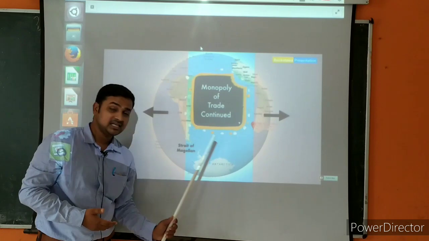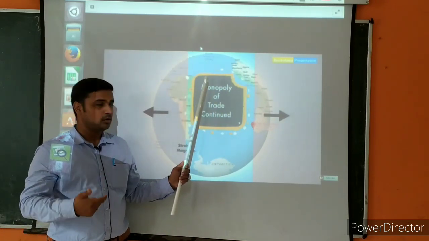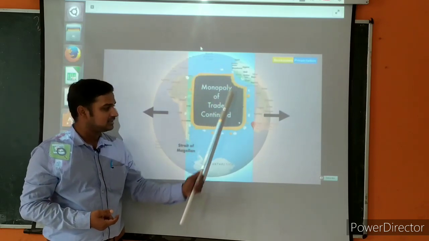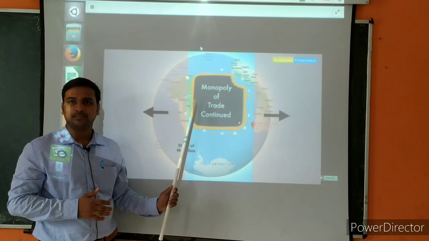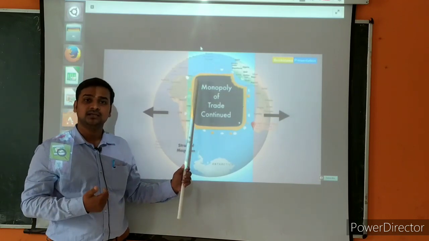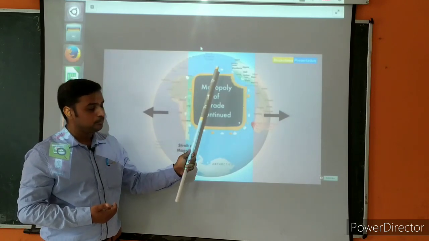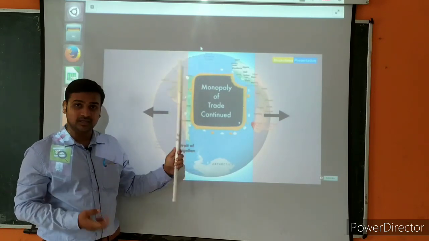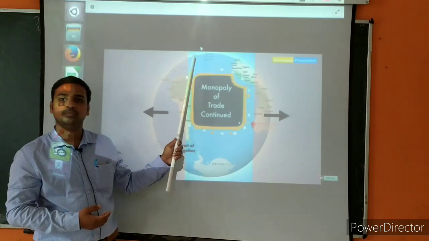So this area is very important. You can be given on your atlas, on your world map, to mark the area. So keep this in your mind. In your examination, this type of question can come. So be prepared. If we talk about monopoly of trade, you should be clear at once that this is the area where they used to belong.